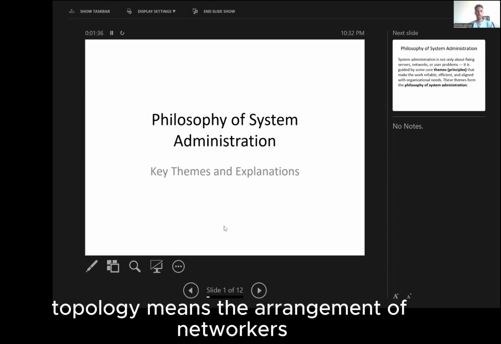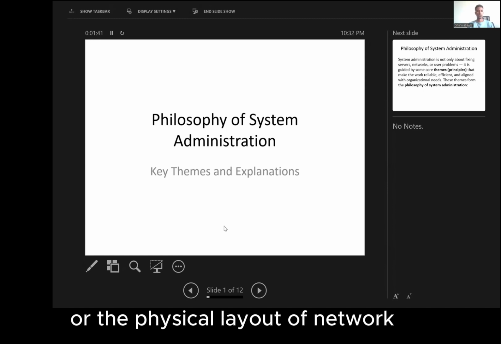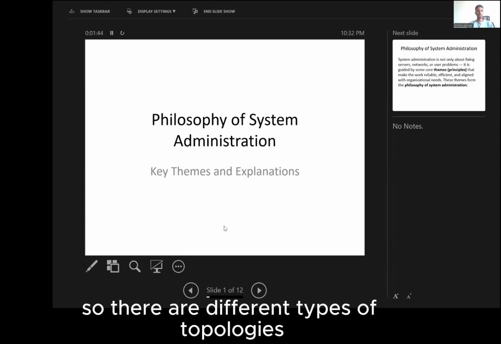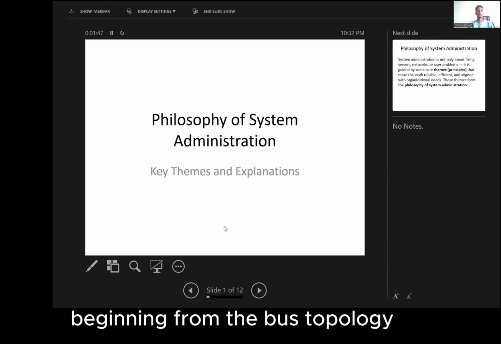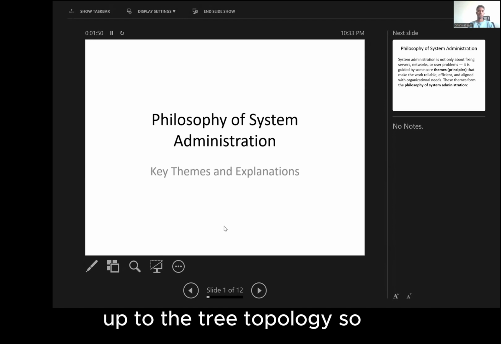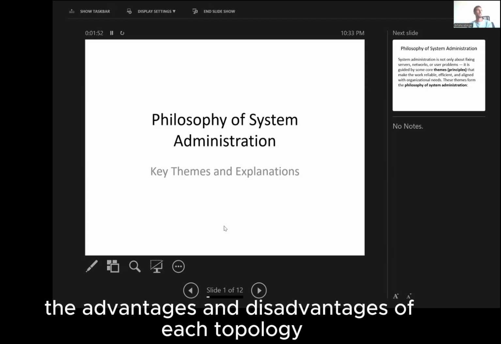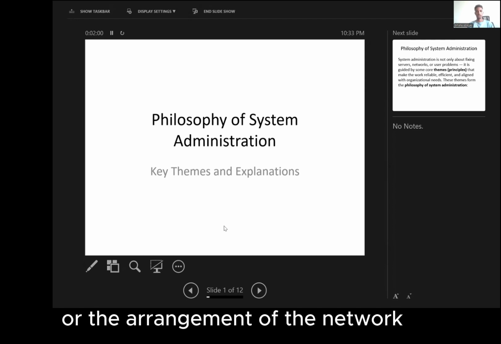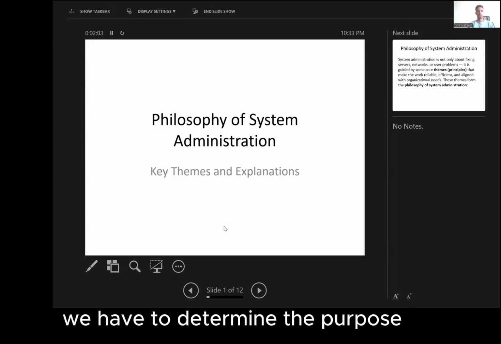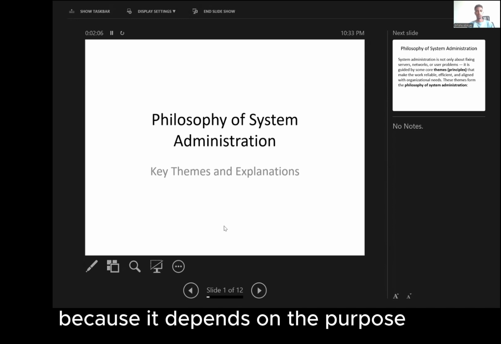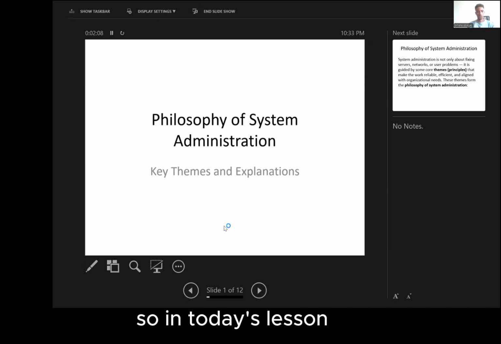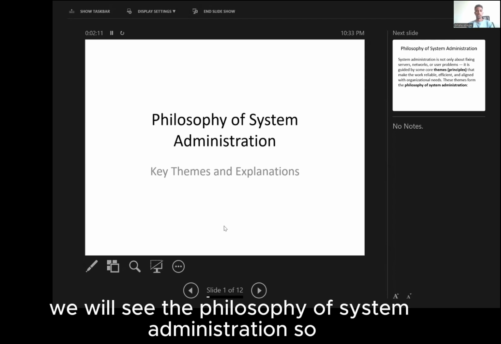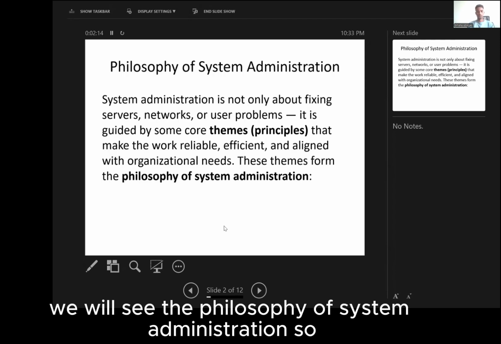Network topology means the arrangement of networks or the physical layout of network. There are different types of topologies, beginning from the bus topology up to the tree topology. We have seen the advantages and disadvantages of each topology. However, when we select the topology, we have to determine the purpose, because it depends on the organizational purpose. So in today's lesson, we will see the philosophy of system administration.